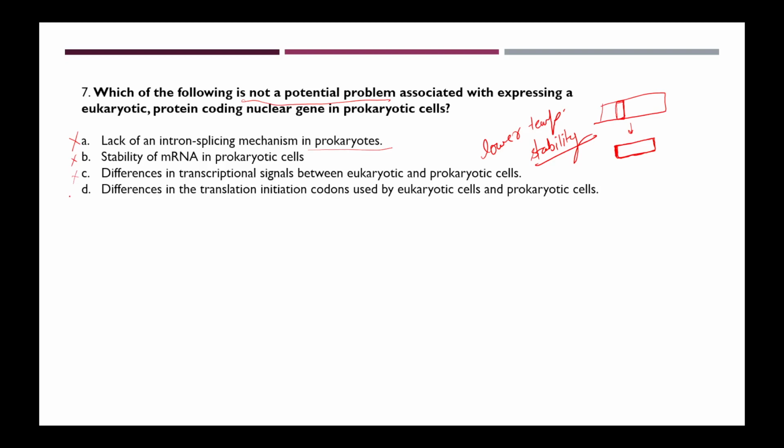Now the fourth one, the differences in the translation initiation codon used by eukaryotic cells and prokaryotic cells. Is this a potential problem while expressing a eukaryotic gene? No, ma'am. No, right, because the initial codon will be the same, methionine. It is not talking about other codons, it is the initial codon. This is not a problem. So for that question, this particular option is correct.